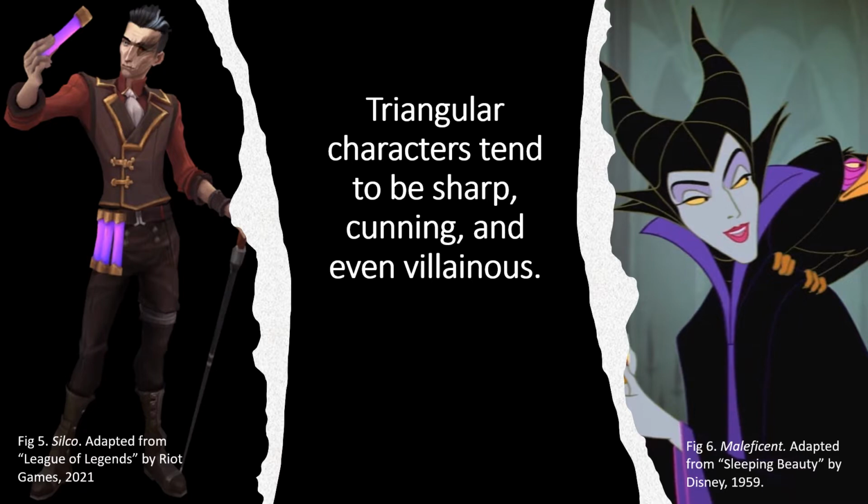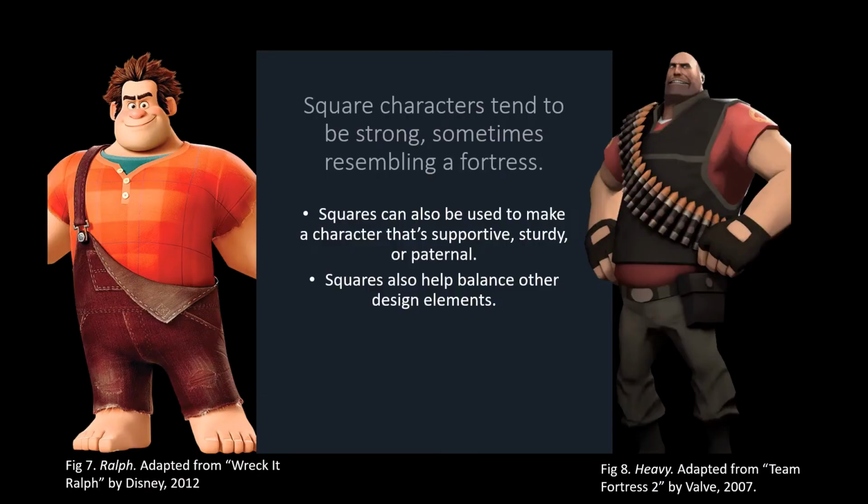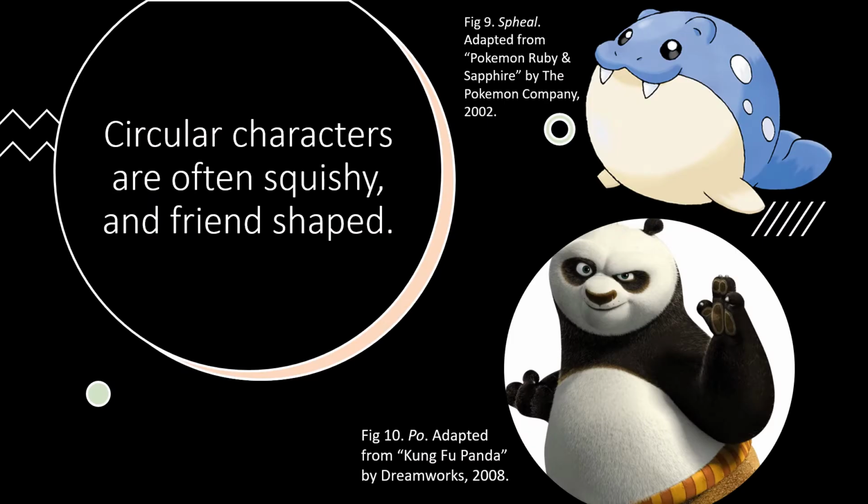Triangular characters tend to be sharp, cunning, and even villainous. Whereas square characters tend to be strong, paternal, and supportive, sometimes resembling a fortress. Circular characters, on the other hand, are often squishy and friend-shaped.